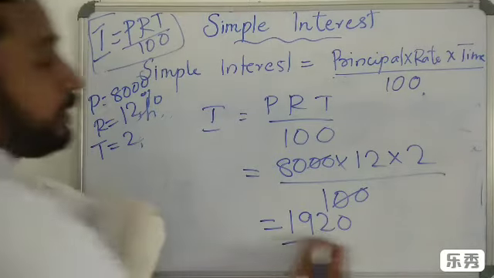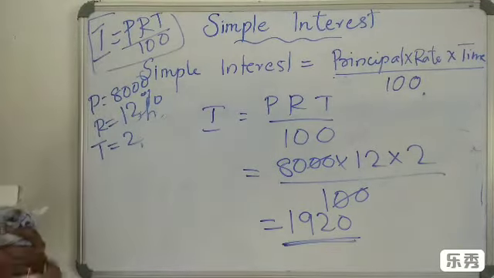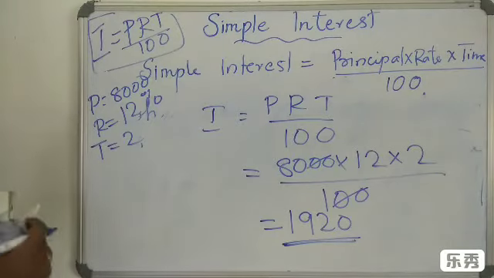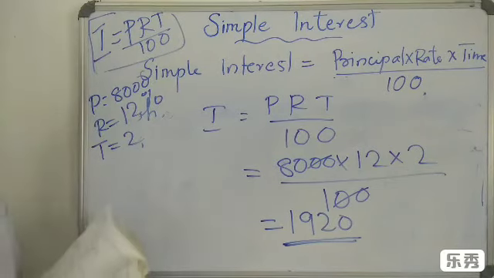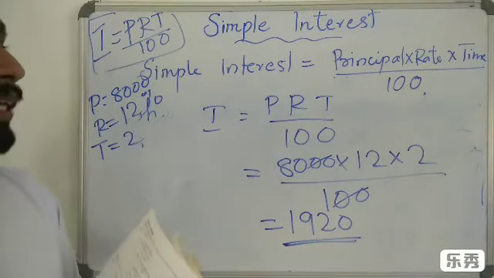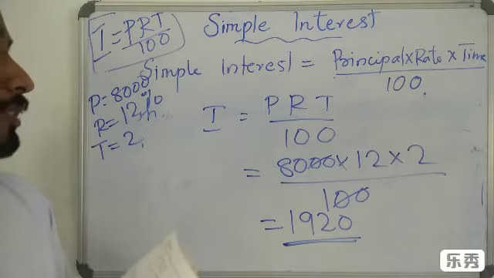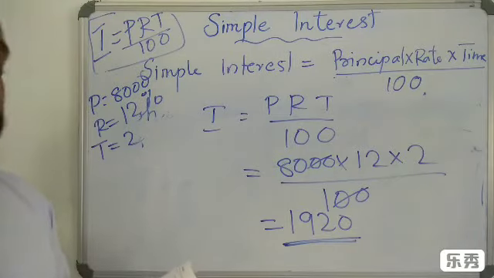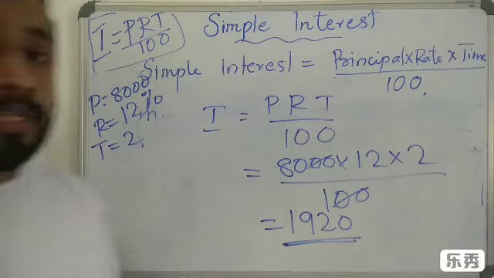So the interest after 2 years, the amount he has to give, is 1920. So using the formula, principal into rate into time by 100, I is equal to PRT by 100. So the answer is 1920.